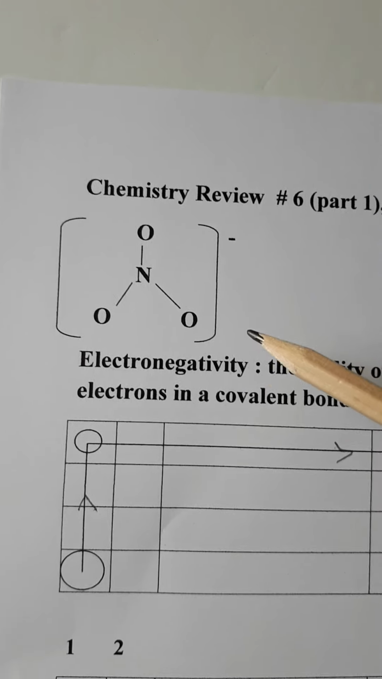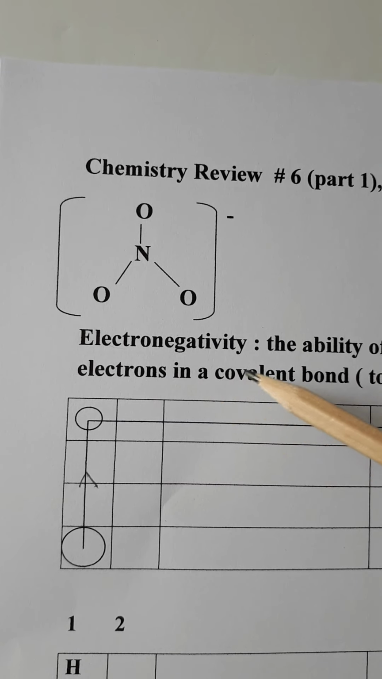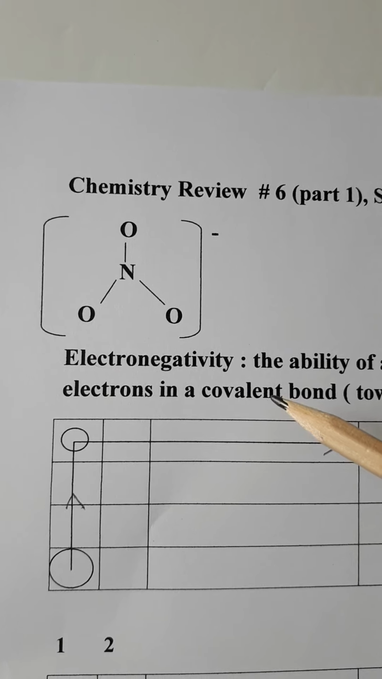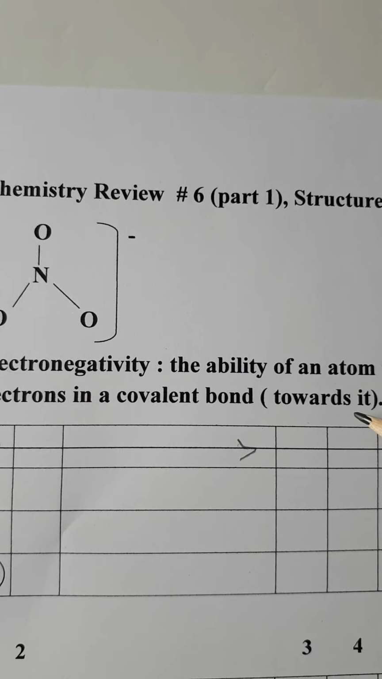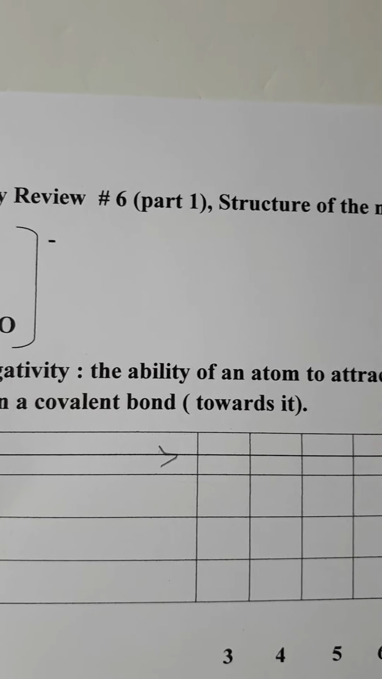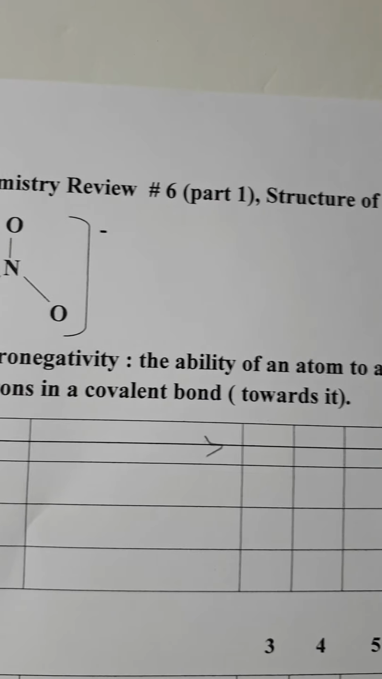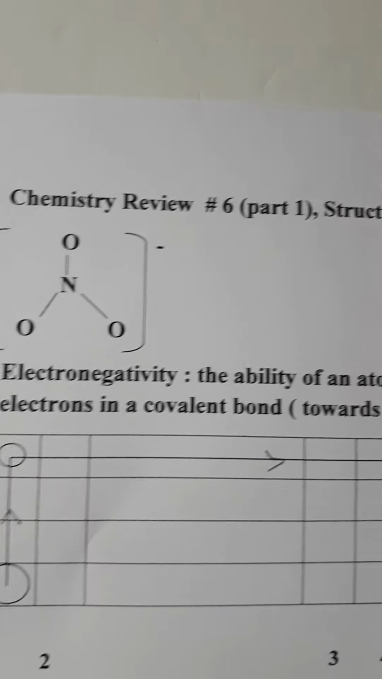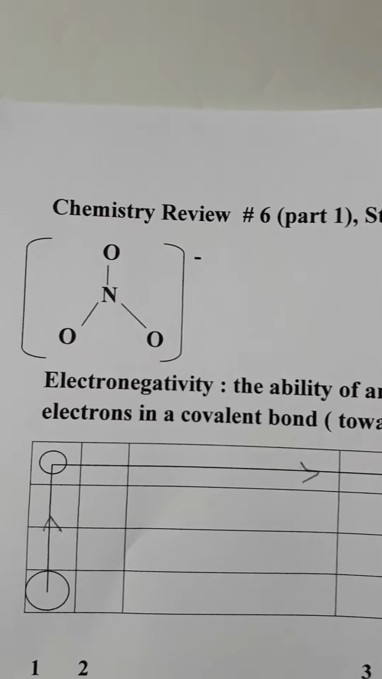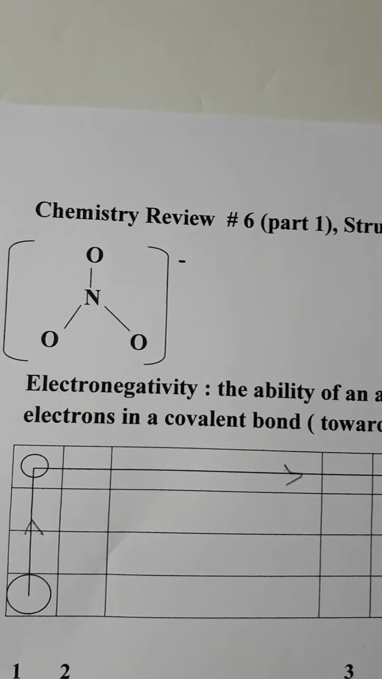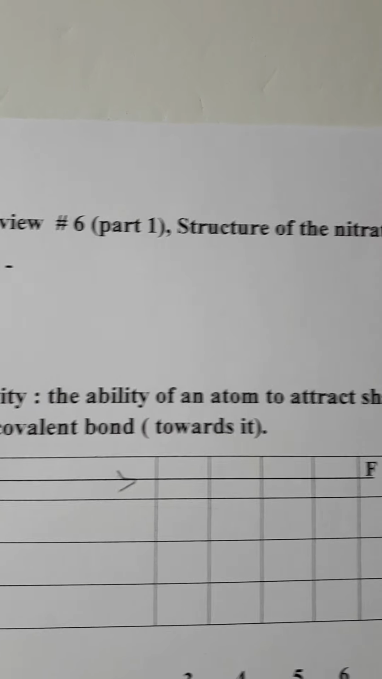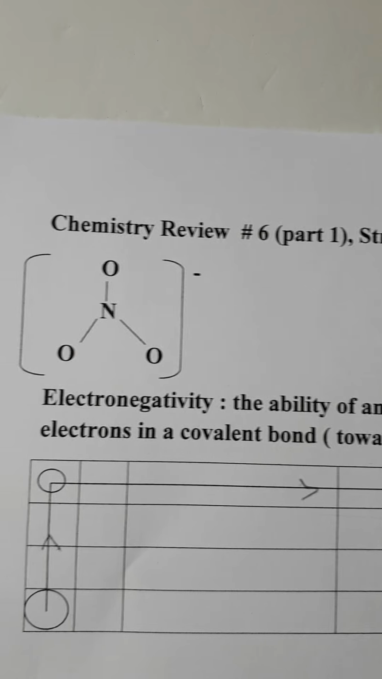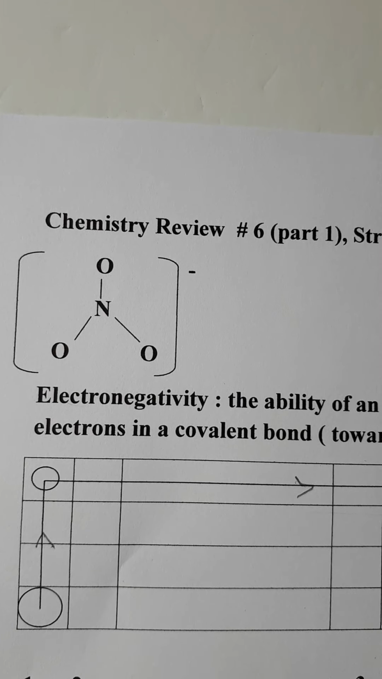To understand that, first we have to see the concept called electronegativity. Let's see the definition of electronegativity. It is the ability of an atom to attract shared electrons in a covalent bond towards it. Again, the ability of an atom to attract shared electrons in a covalent bond.